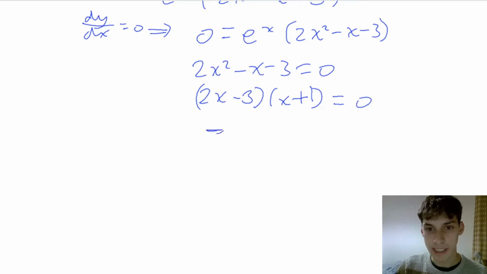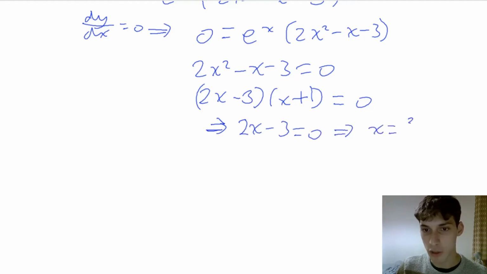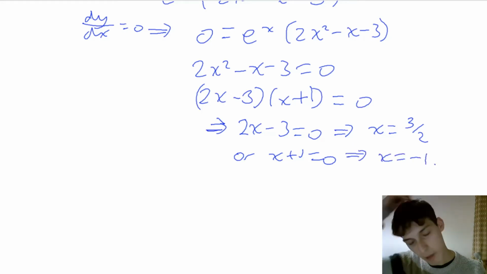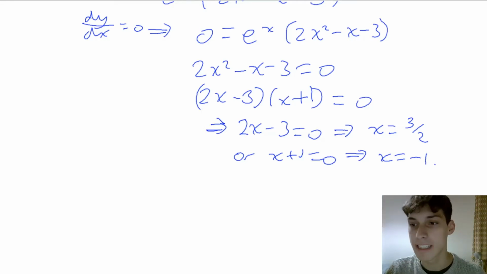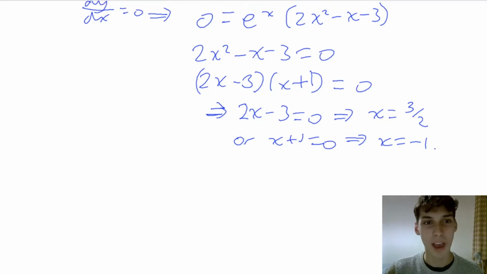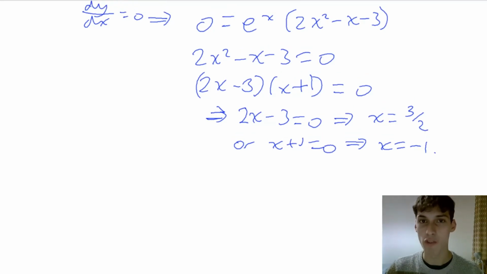So this means that we either have 2x minus 3 equal to 0, so that is x equals 3 over 2, or x plus 1 equal to 0, i.e. x equals minus 1. Okay, so these are both the locations of our stationary points, but of course we need to find their y values as well, so that we can actually mark them on the graph. It's no use just knowing their x values here.